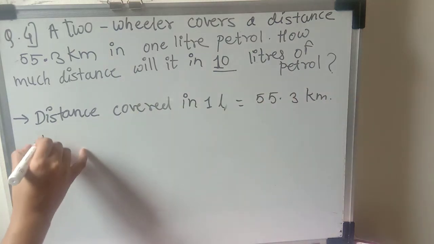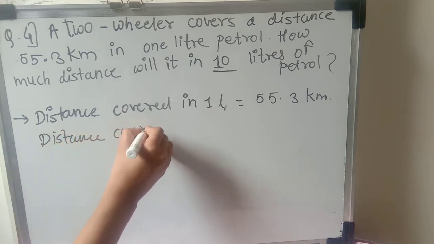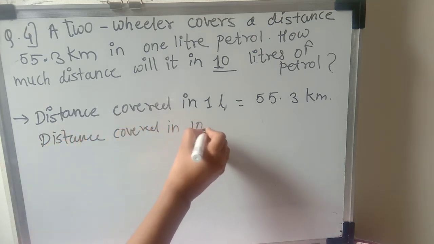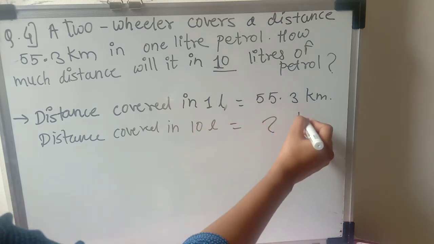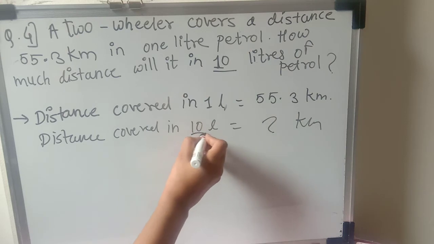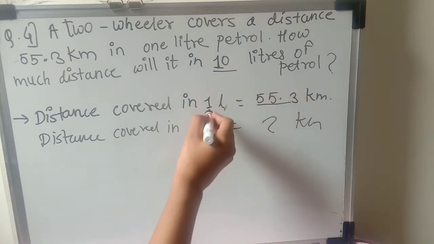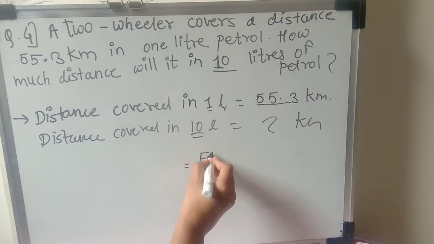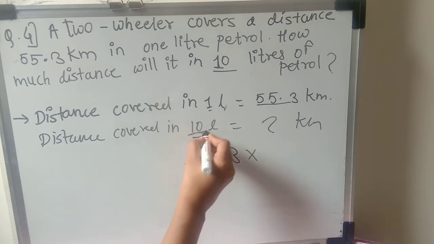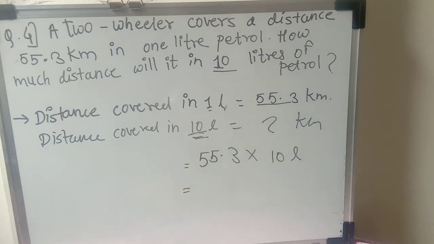Okay, so the second thing is distance covered in 10 liters. That we don't know, that we have to find out. So what we have to do, 1 लीटर के लिए इतना है, 10 लीटर के लिए कितना. So whatever the distance covered in 1 liter, that distance we have to multiply with the 10. Okay, 10 liter petrol. So here we'll get the answer.